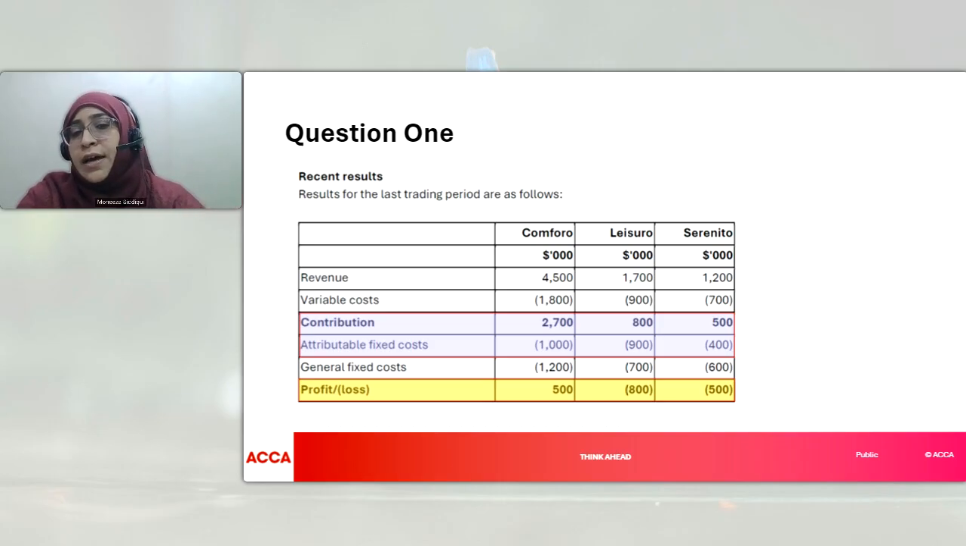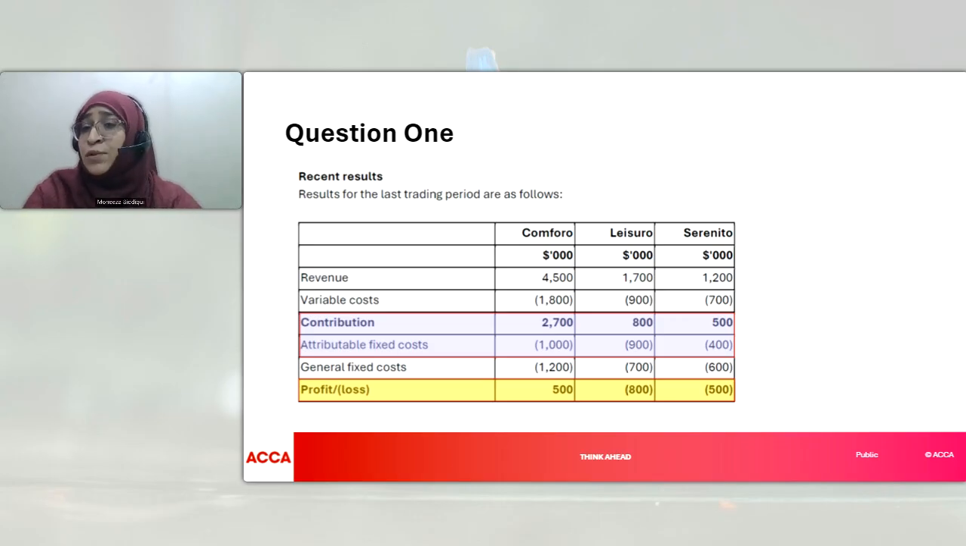And if you look at the absolute final line, which is the profit or loss, we see that C is generating a profit of 500, L is generating a loss of 800, and S is generating a loss of 500. So it's very easy to just pick up that information and immediately say, right, we should discontinue making both L and S. Remember, the questions are not always going to be that straightforward. They're not always going to be tricky, but the concept that's being tested over here is decision making. And decision making is always dependent upon relevant information.